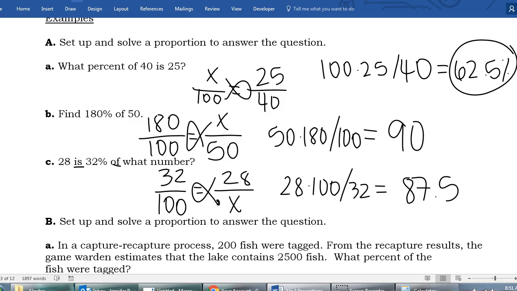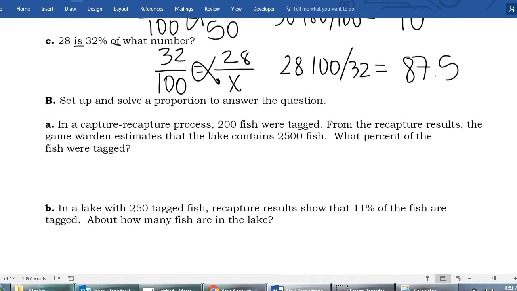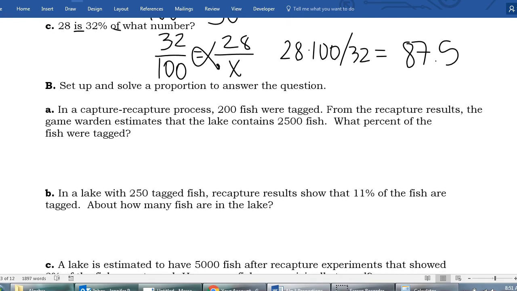Letter B, set up and solve a proportion to answer the question. In a capture-recapture process, 200 fish were tagged. From the recapture results, the game warden estimates that the lake contains 2,500 fish. What percent of the fish were tagged? So we're still talking about percent questions, so I'm still going to set up one of these ratios. In this question, I'm trying to figure out a percent, so I don't know my percent. My variable is going to go over 100. I have two other values. I have 200 tagged, and I have 2,500 fish in the whole lake. So the tagged is going to be my part.